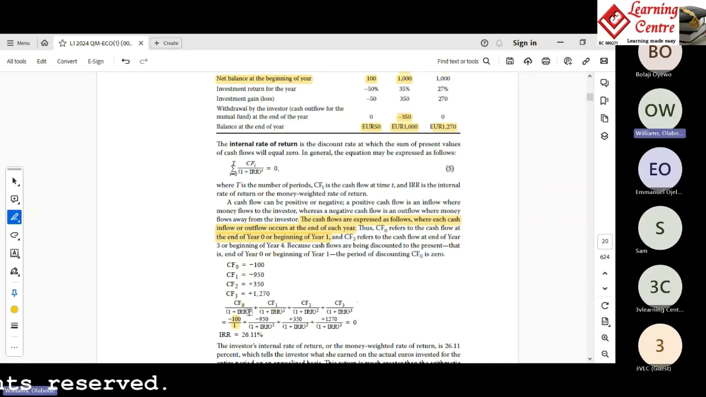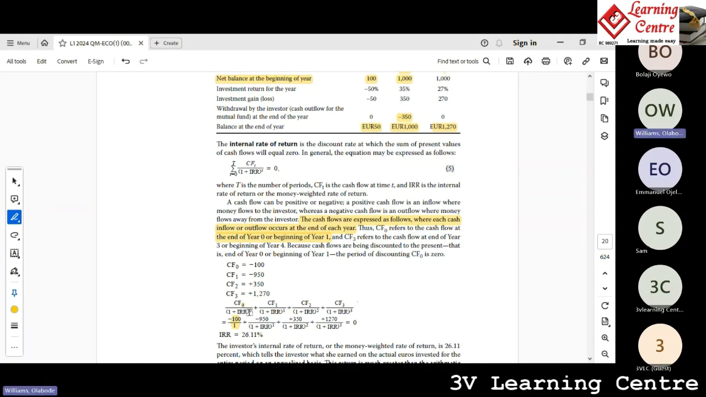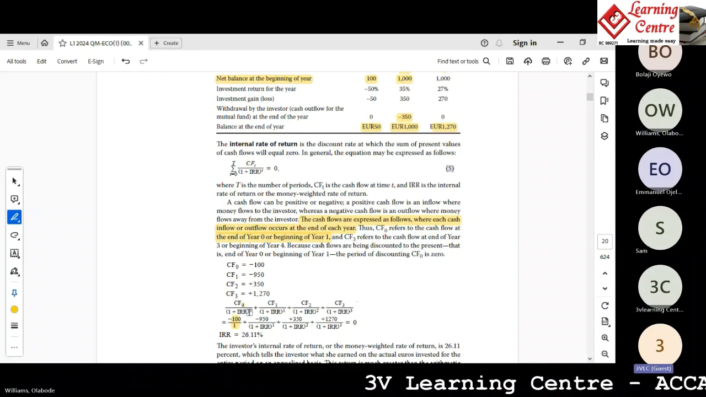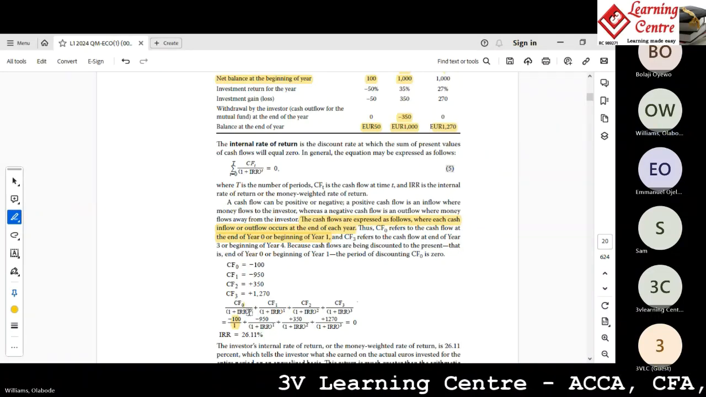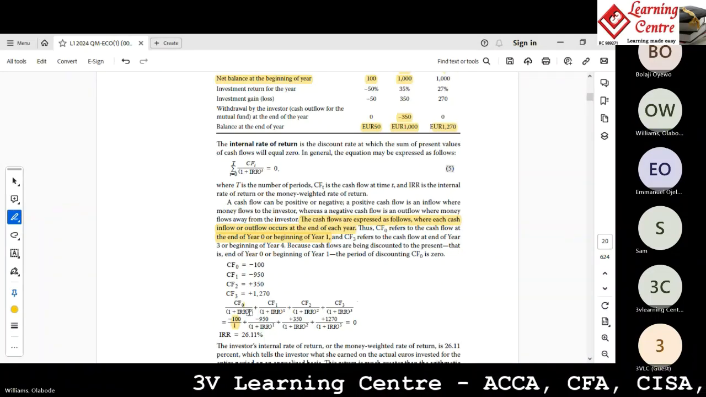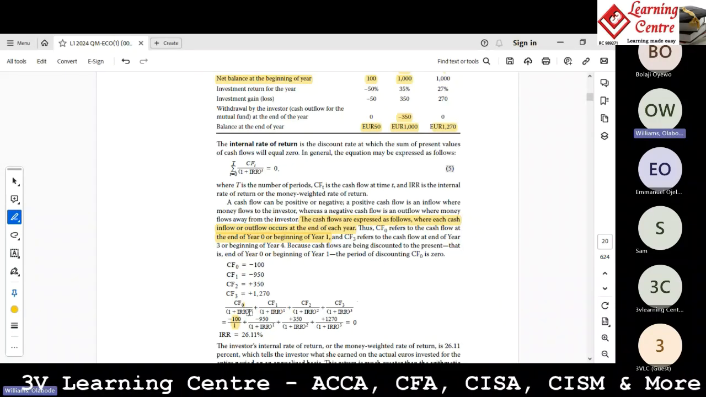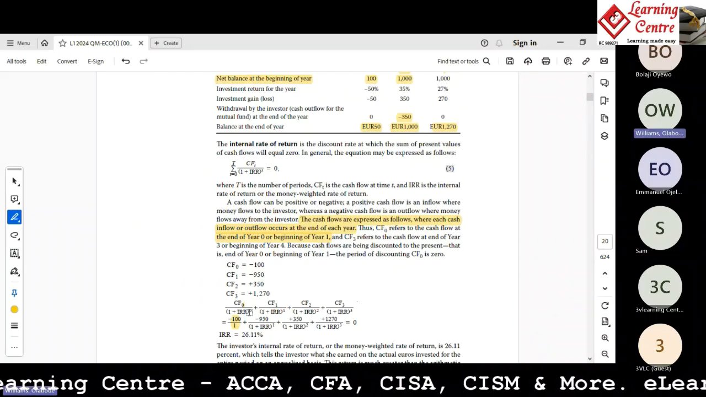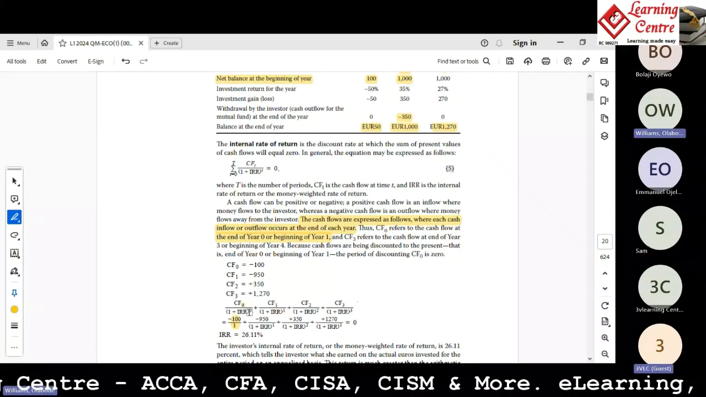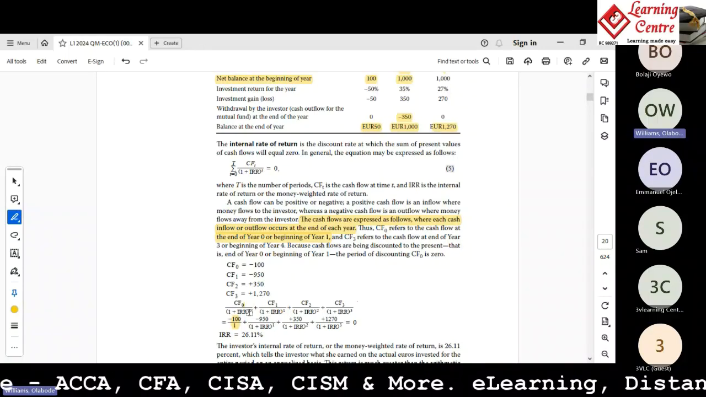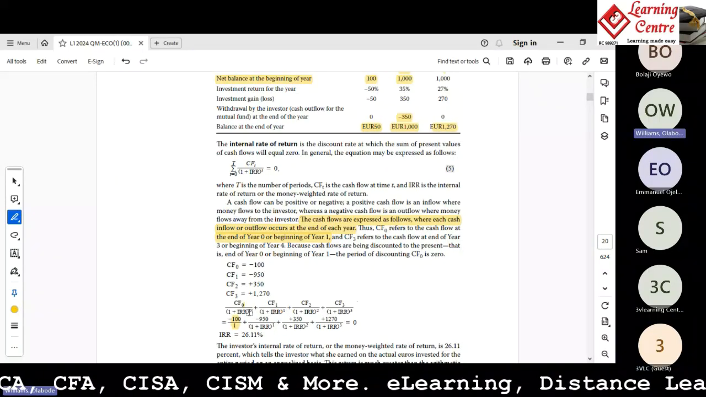Then the next thing to do is what we call interpolation. Interpolation is the higher IRR, plus the higher NPV over the lower NPV, multiplied by the lower IRR.